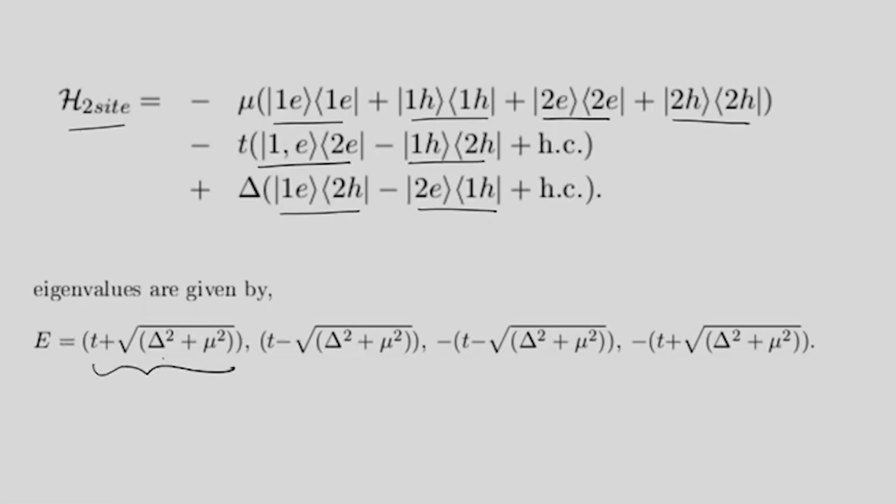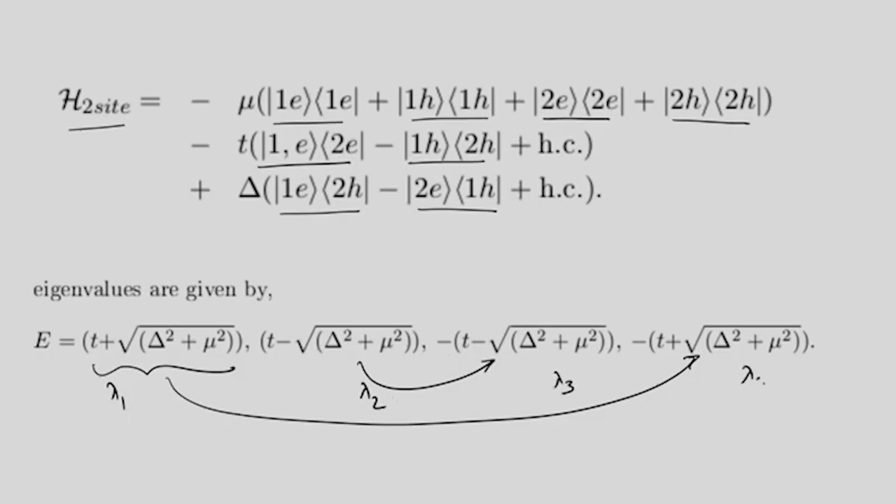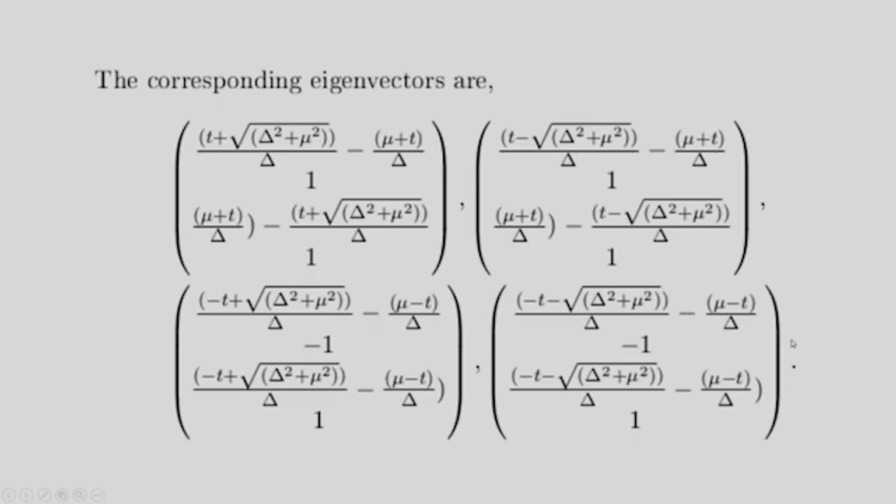t plus square root of delta square plus mu square, t minus square root of delta square plus mu square, and minus of these, that is this one here with a minus sign and this one here with a minus sign. Okay. So, these are the 4 eigenvalues lambda 1, lambda 2, lambda 3, lambda 4, and corresponding to that the 4 column eigenvectors can be found out.